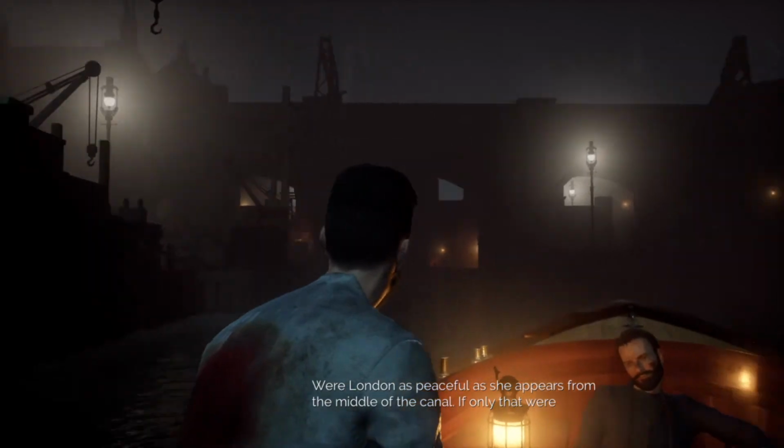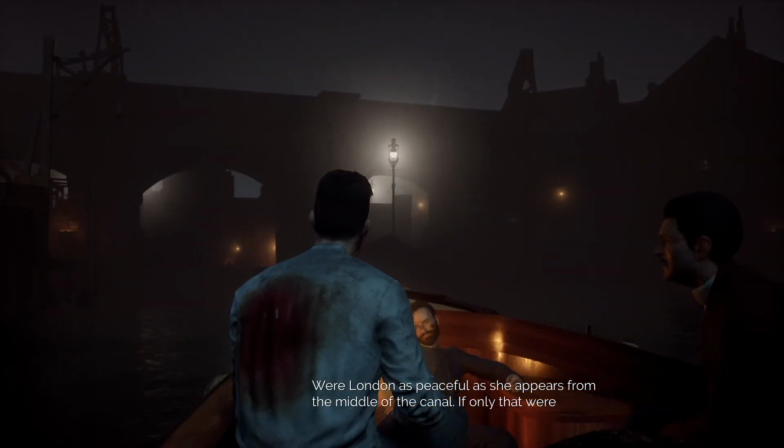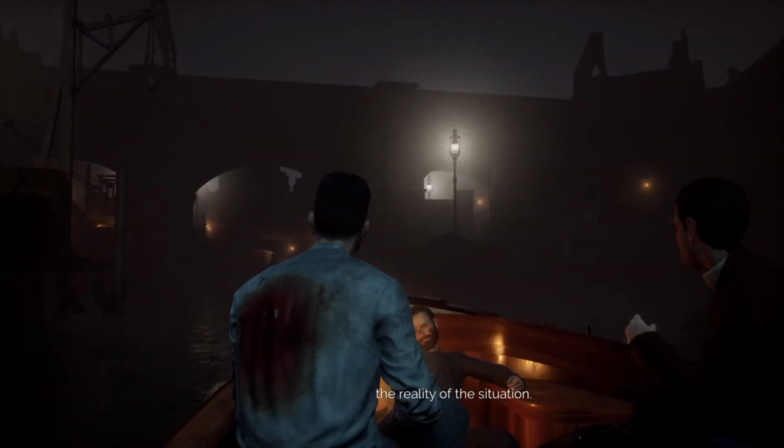Were London as peaceful as she appears from the middle of the canal? If only that were the reality of the situation.